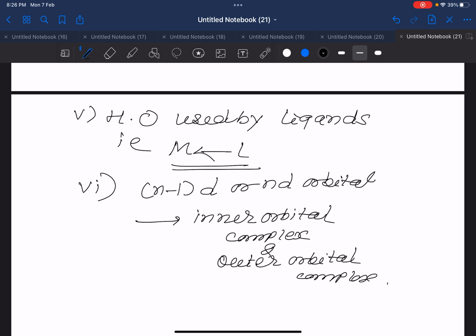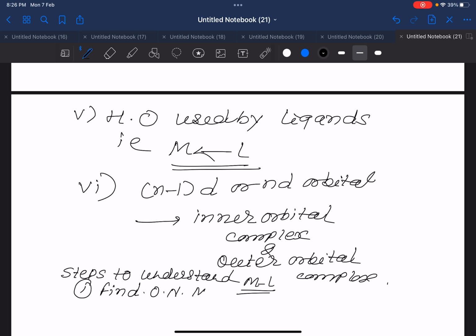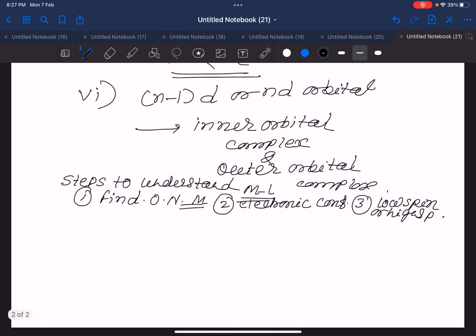So, steps to understand the metal ligand bonding include: first find the oxidation number of the central metal atom, then valence shell electronic configuration and write the electronic configuration. उसके बाद में complex is low spin और high spin, ये भी पता चल जाएगा इस पे.